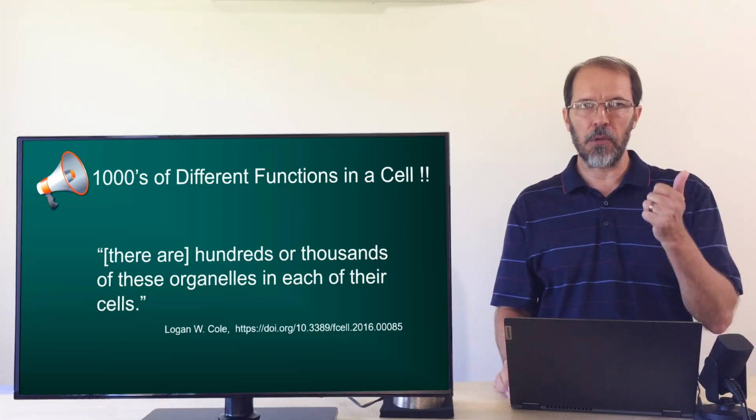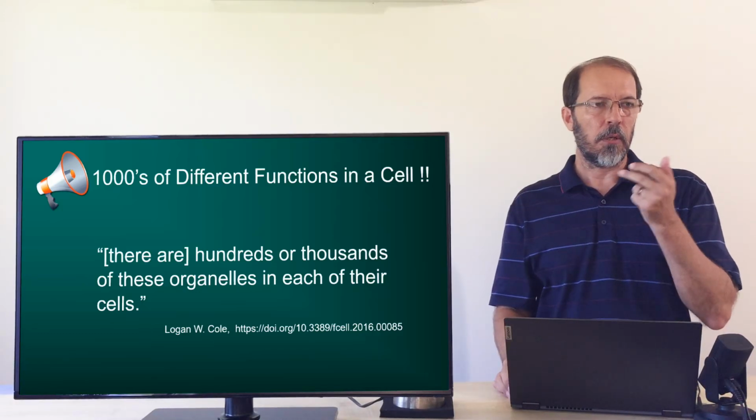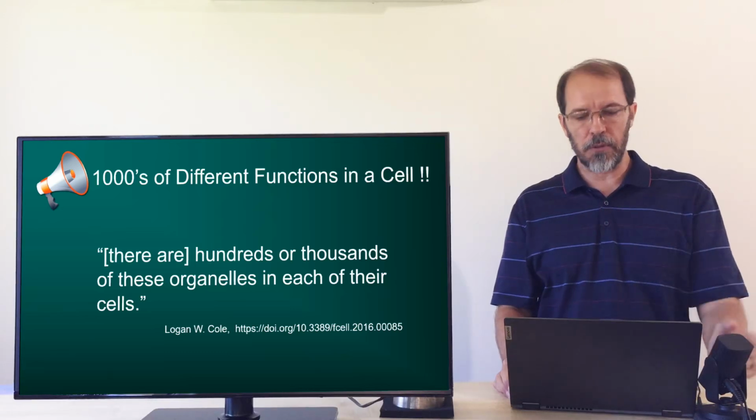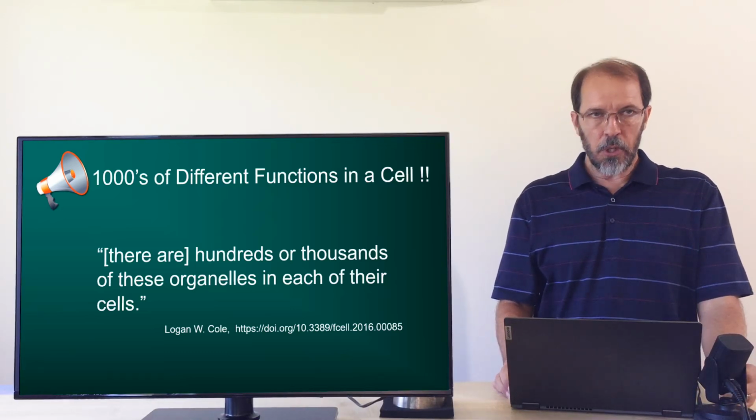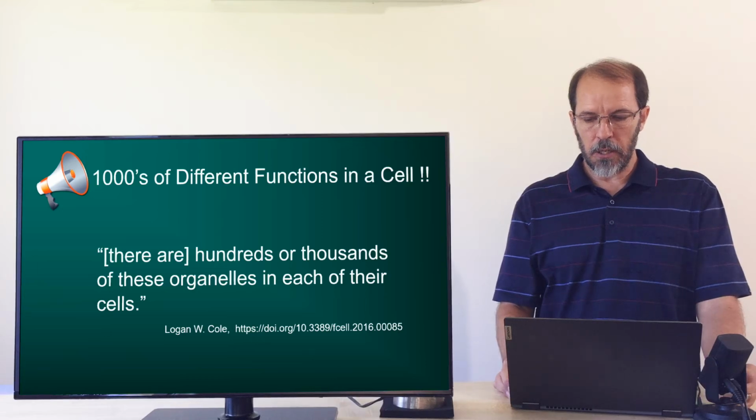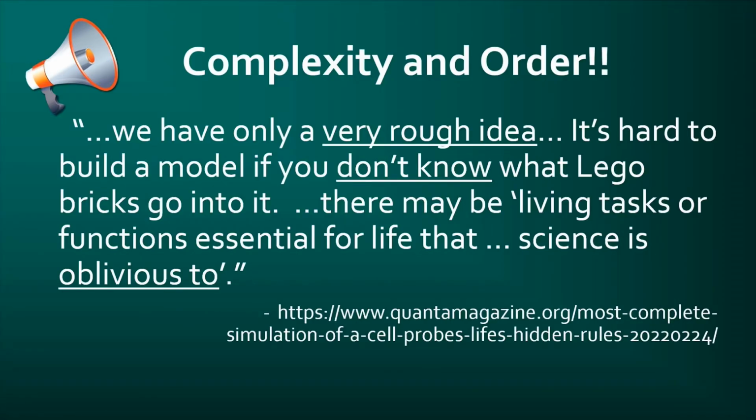We just mentioned a few, like transportation system, local factory, boundary, head office. We just mentioned 4 or 5. There are hundreds of these that need to work together before a cell can function and stay alive, never mind duplicate. Okay, complexity and order.